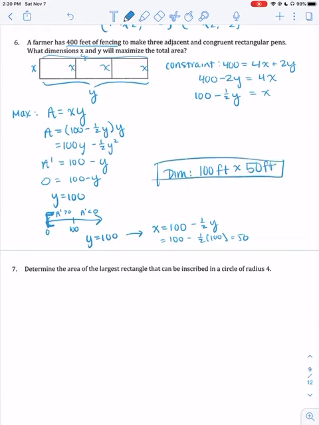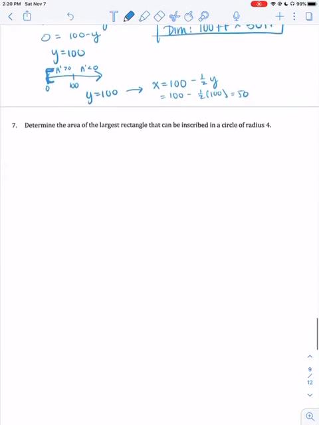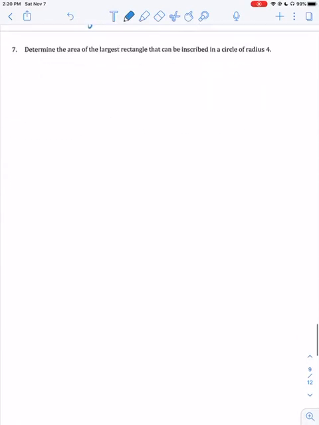And then you should support your answer with a sentence. Okay, 2 more. Determine the area of the largest rectangle that can be inscribed in a circle of radius 4.